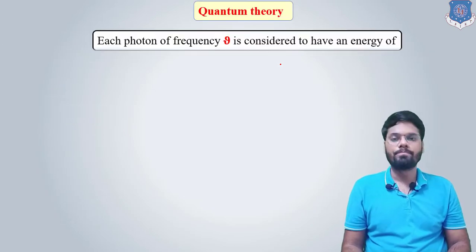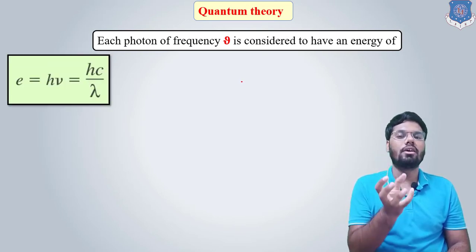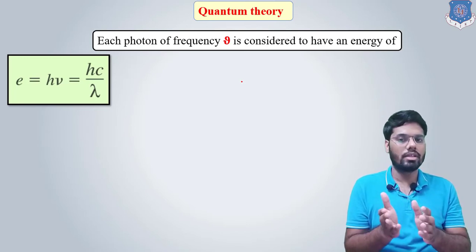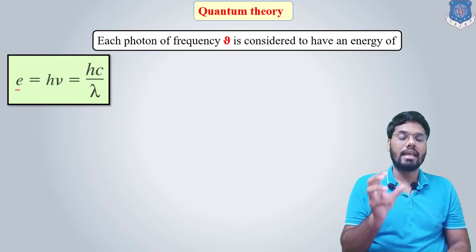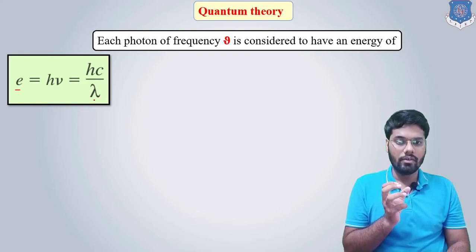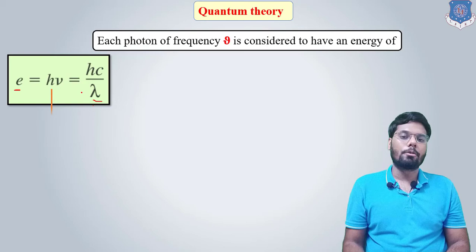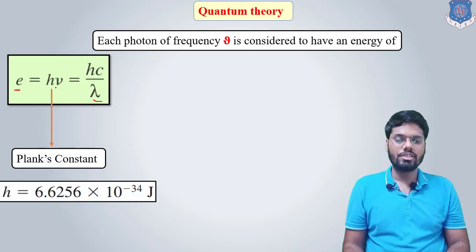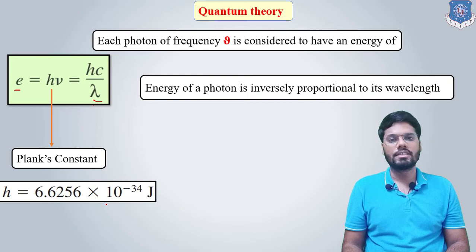So in quantum theory, what Planck suggests is that each photon of frequency mu is considered to have an energy of E is equal to h mu, and we know that mu can be replaced by c by lambda. So this E, which represents the energy which the electromagnetic wave contains, depends on its wavelength, which is lambda. You can clearly see that the relation between energy and wavelength is inversely proportional. Here the h, which is known as the Planck constant, has a value of 6.6 into 10 raised to minus 34 joule second. This whole theory we have already studied in physics.